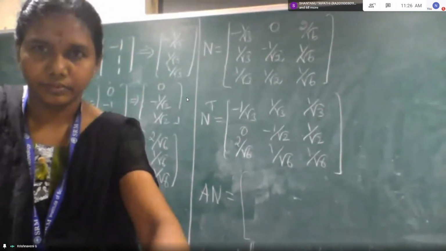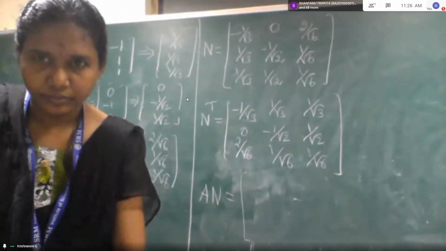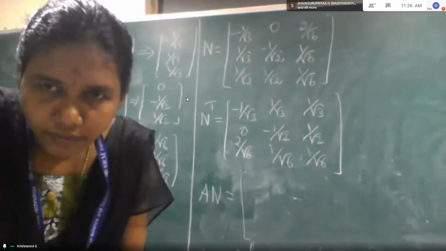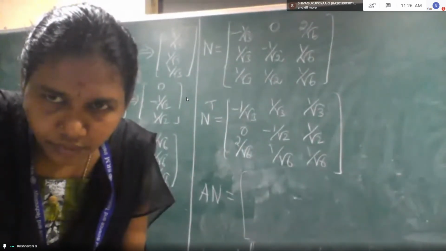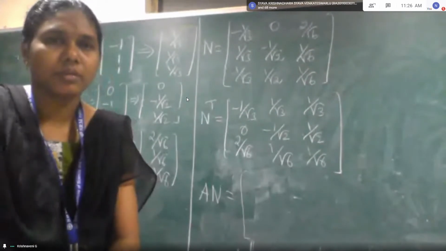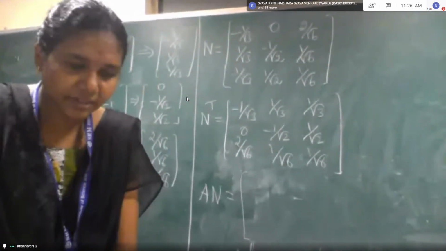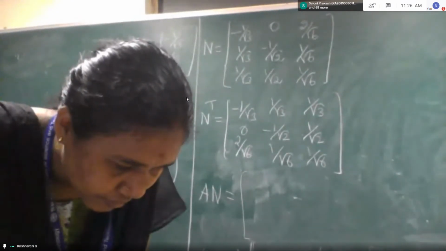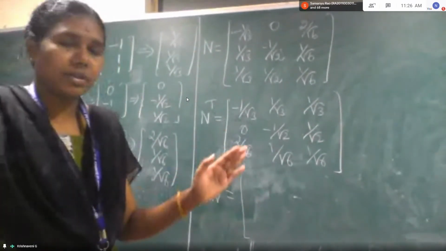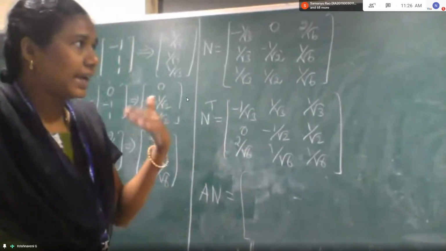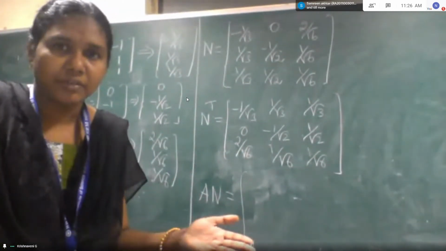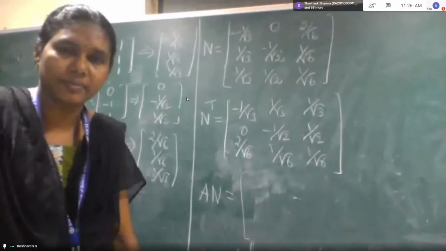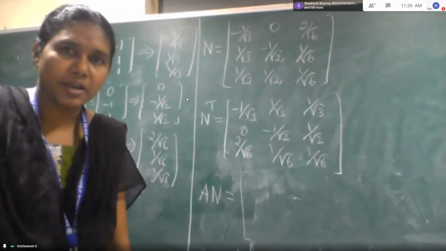Ma'am, why are we finding all these equations like A and N transpose? I'm not getting it clearly. What is the actual use? Finally, we are going to diagonalize. We need that final diagonalization matrix. That's why we are finding it. This is the procedure.